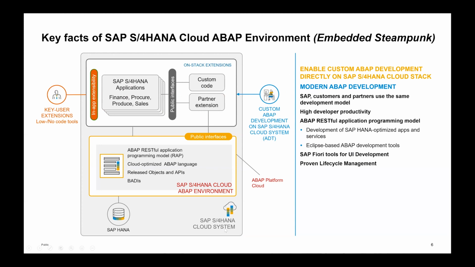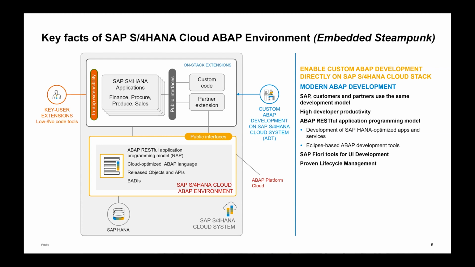Here we have an S/4HANA Cloud system. In this cloud system you can see the S/4HANA Cloud environment, and this part is Steampunk, or ABAP on cloud, where you could develop a new application using the ABAP RESTful Application Programming Model, use the cloud-optimized ABAP language, have the released APIs, etc. Now we have the S/4HANA Cloud system where we can access the APIs from S/4HANA applications like finance, procurement, purchase requisition, sales order, purchase contract, etc.